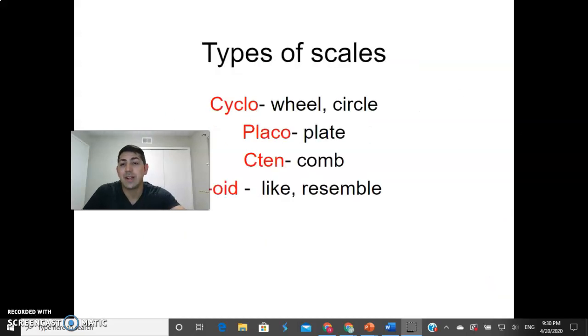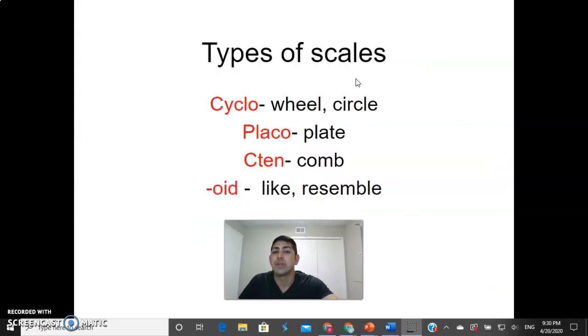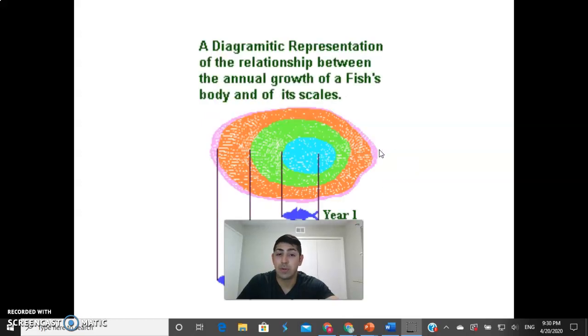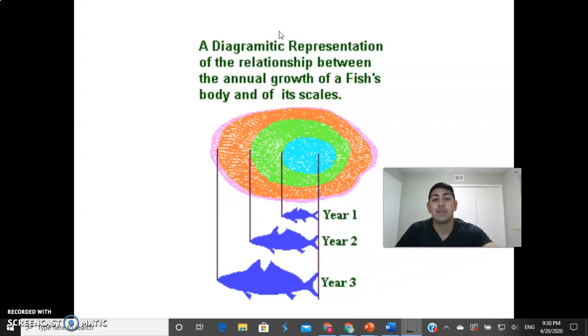All right, moving on, we're going to talk about scales a little more, specifically the different types of scales that a fish can have. First one is cyclo, which is wheel or circle, placo, which means plate, and ten means comb, oid means like or resemble. So if we combine these prefixes with this suffix, so cycloid, placoid, or tenoid, we pretty much are done here for today. We got the three types of scales.